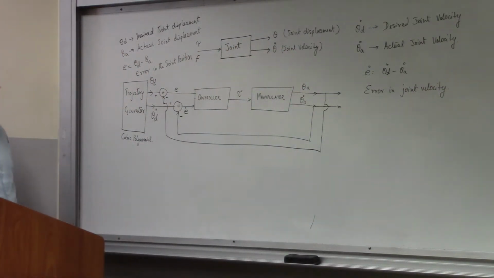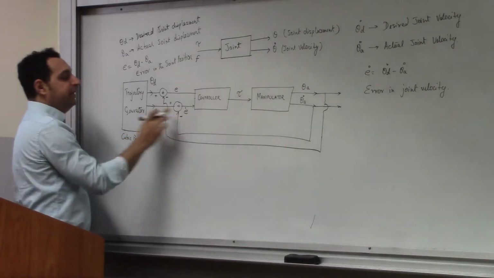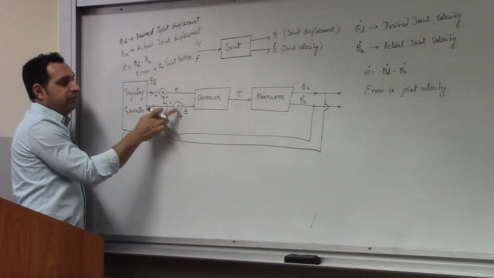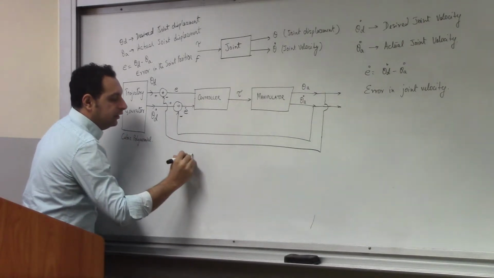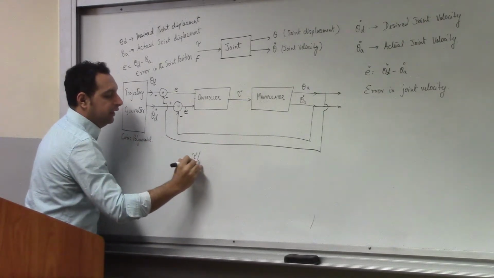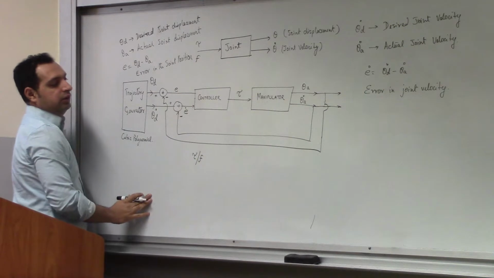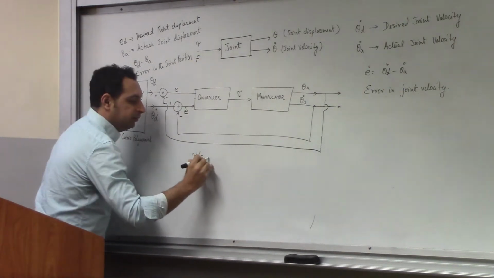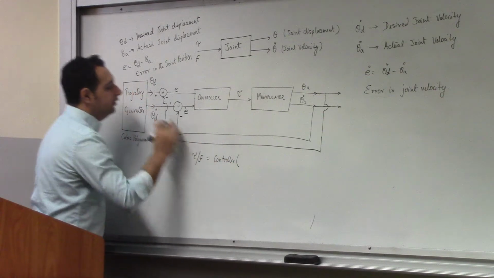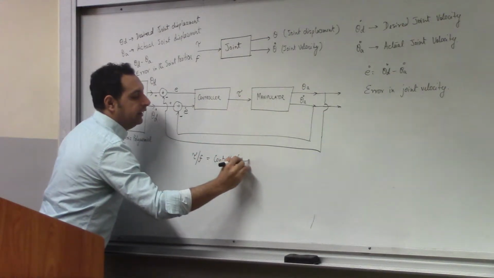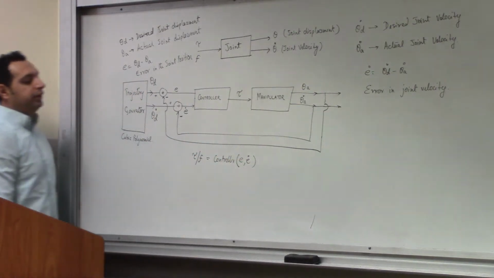So when you have this, what does the controller do? Based on these two errors that you have, the controller will generate a torque. Okay, so it will take the generated torque, or I'm going to write it as a force, based on whether it's a revolute or a prismatic joint. The controller will take the two values, which is E and E dot, and it will give you a torque.